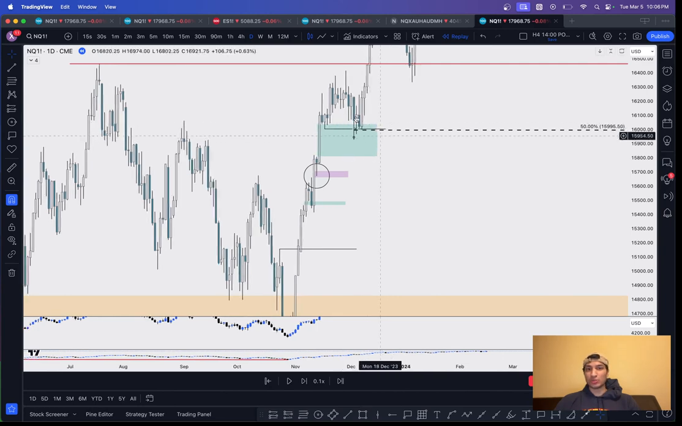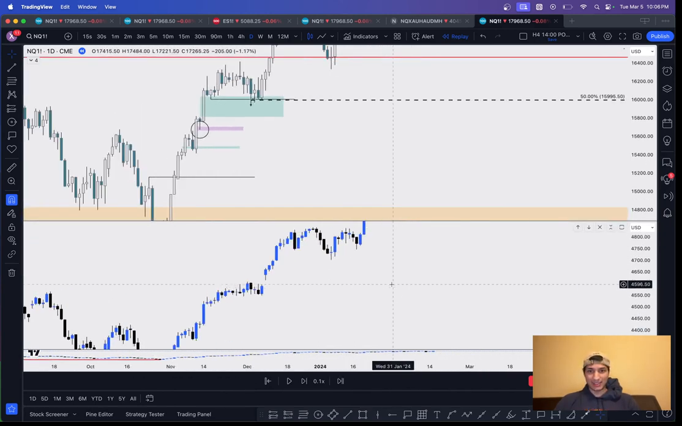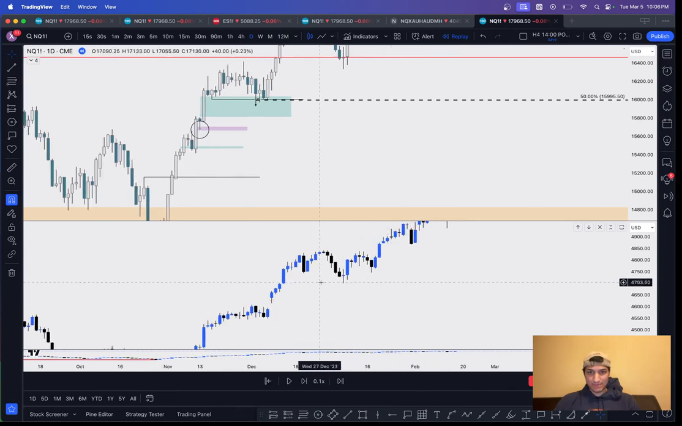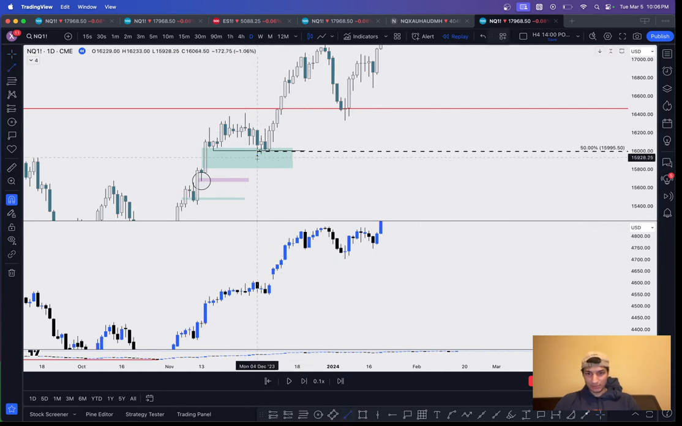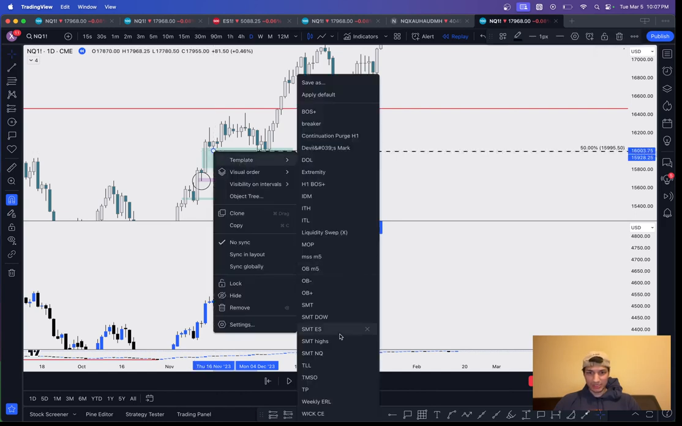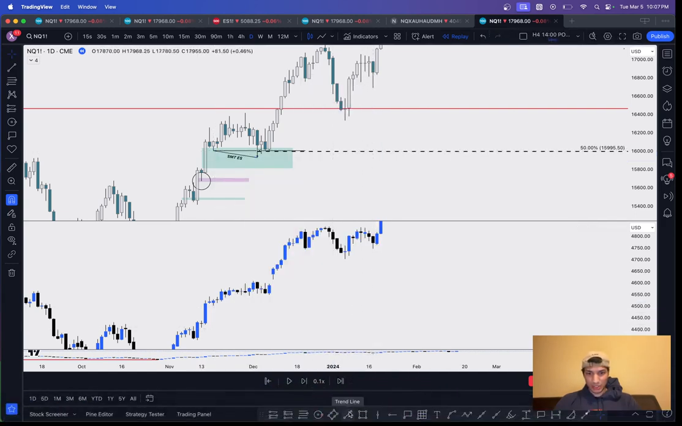I will also assume there's probably going to be an SMT in here as well, which you can use to qualify that add, right? Let's see if we get another SMT somewhere in here. Yeah, right? Perfect. Boom. This takes out this, which is going to be our SMT level. And then there we go. All the conditions have been met that I've taught in this lecture today for taking another entry right there.